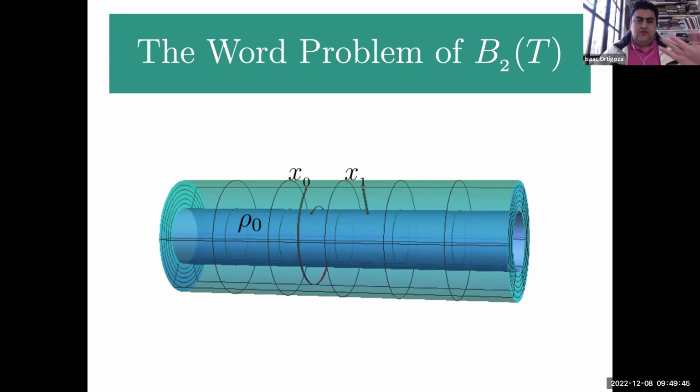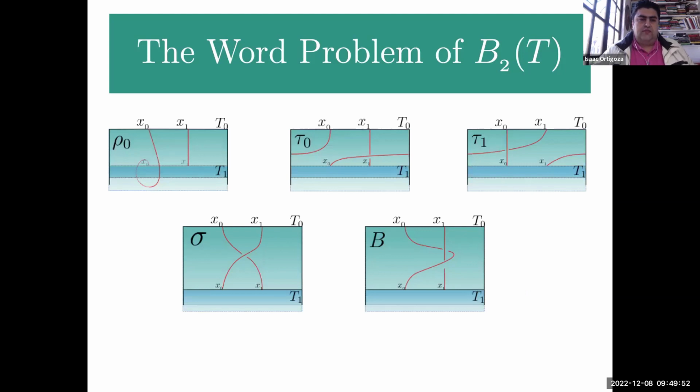If we project this tube to a plane, we get these diagrams, and we can simplify braids by using Reidemeister moves. Also, to understand how to concatenate two braids, you have to put one diagram in the blue bar that is in the pictures.